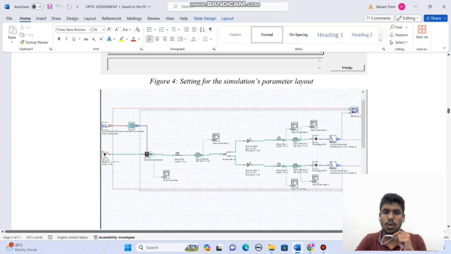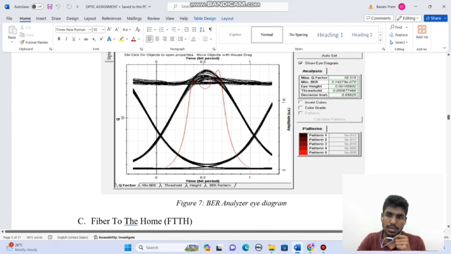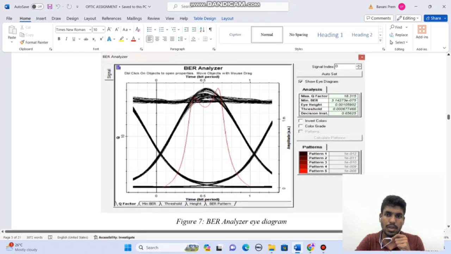So we use the optical amplifier, optical fiber, optical attenuator, then the PIN photodetector and low pass Bessel filter. These four components we use for the APD photodetector too, same concept. Then we use the BER analyzer to observe the eye diagram and Q factor, and the optical power meter to measure the power received or the power losses. So then we run the circuit. Then we get the values like this. This is the output we get.